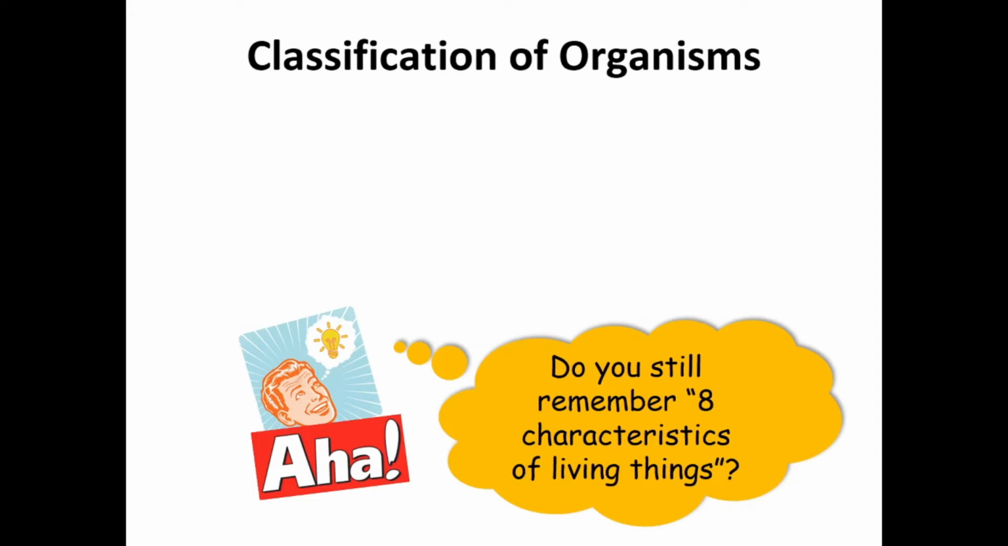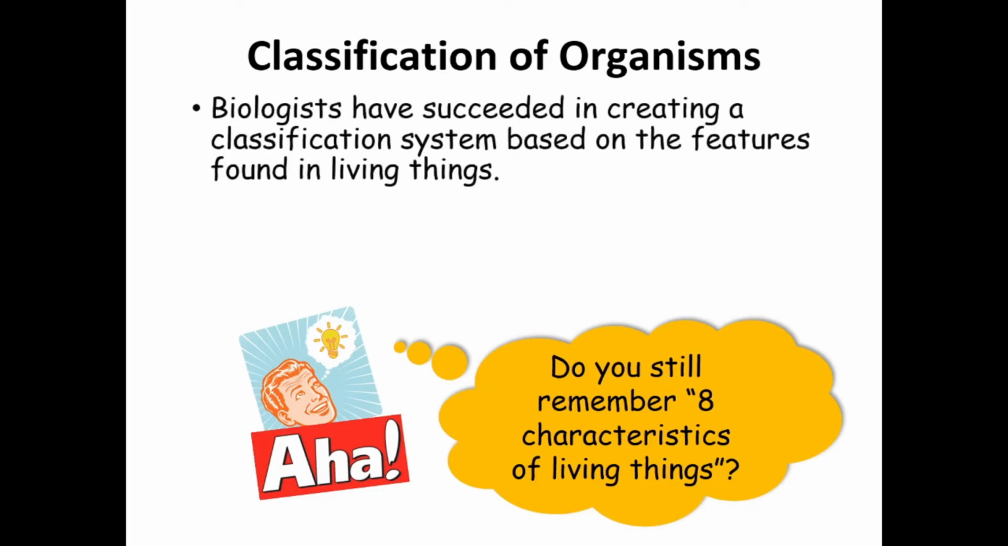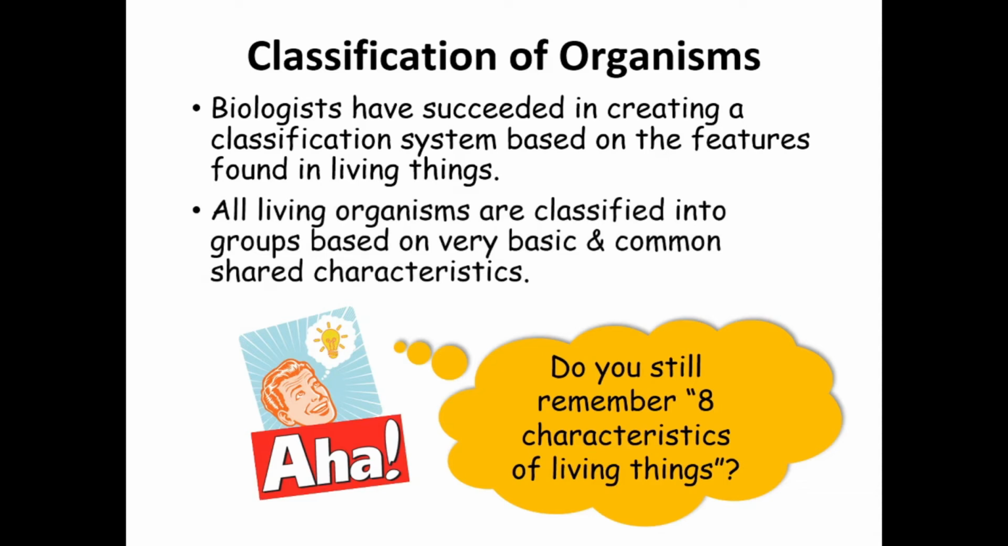Well, biologists have succeeded in creating a classification system based on the features found in living things. So beside the 8 characteristics of living things, there are also another features that we can find in living things itself. All living organisms are classified into groups based on very basic and common shared characteristics among those living things.